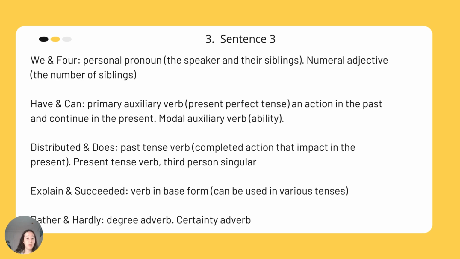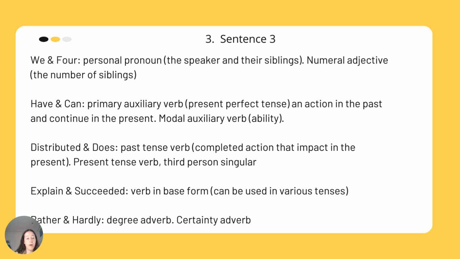In the third category of this sentence, we have distributed and does. The first one is about the tenses. The first verb, distributed, is in the past tense, so it means a completed action that has an impact in the present. And the verb does is in the present tense, and it's also in the third person singular.